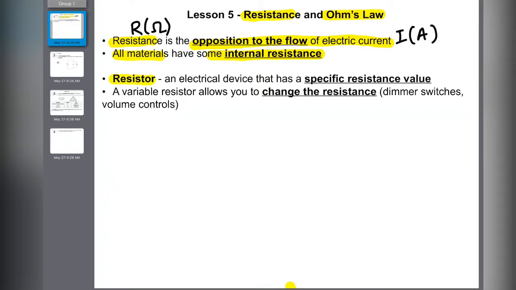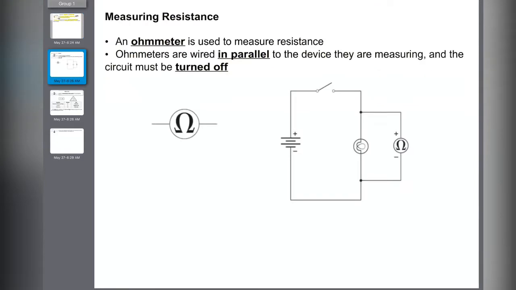Okay, so there are these things called resistors. We already talked about the symbol for a resistor. It's like a little wiggly line like that. They are electrical devices that are specifically made with a specific resistance value so that we can do testing and stuff, and they're used in a lot of different electronic appliances as well. And we have these things called variable resistors that allow you to change the resistance. A dimmer at home is an example of a variable resistor that allows you to change the resistance.